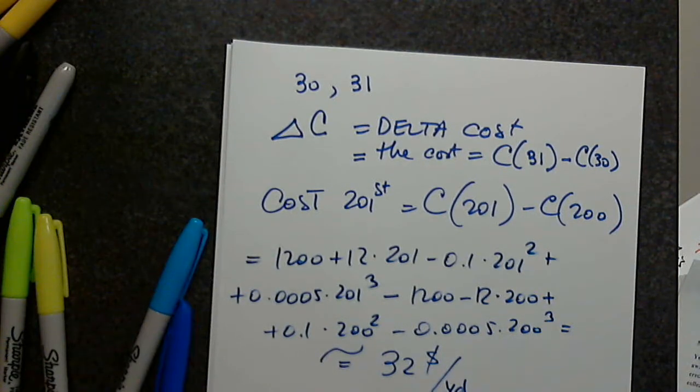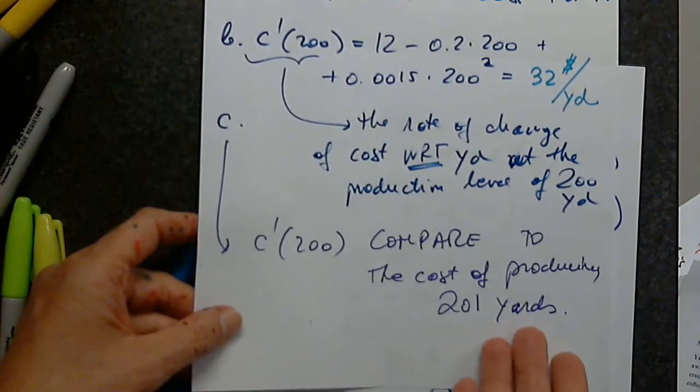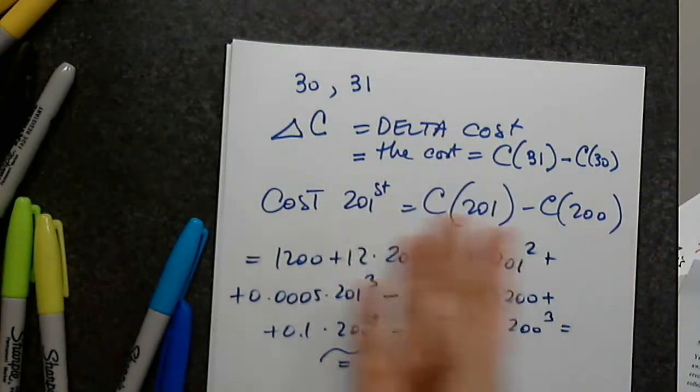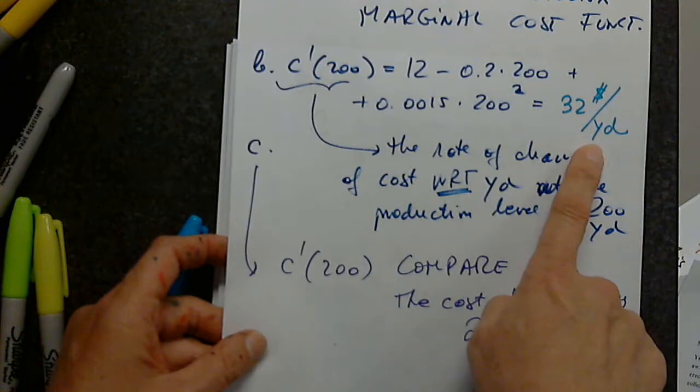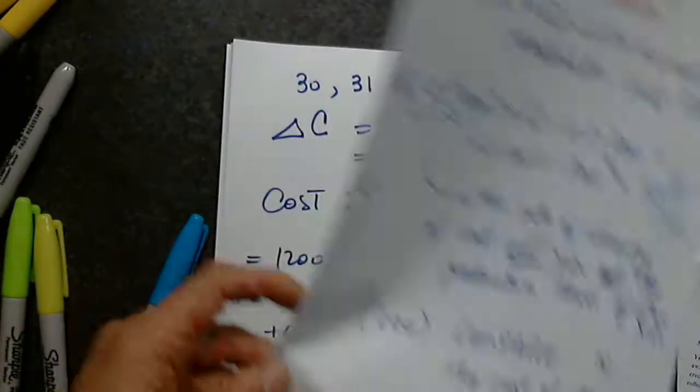Please check my answer. It says compare, but I haven't calculated this yet. I have to calculate the cost of the 201st. I have to perform all my calculations, and then I will compare to this, but I haven't determined this part yet. Is that clear?